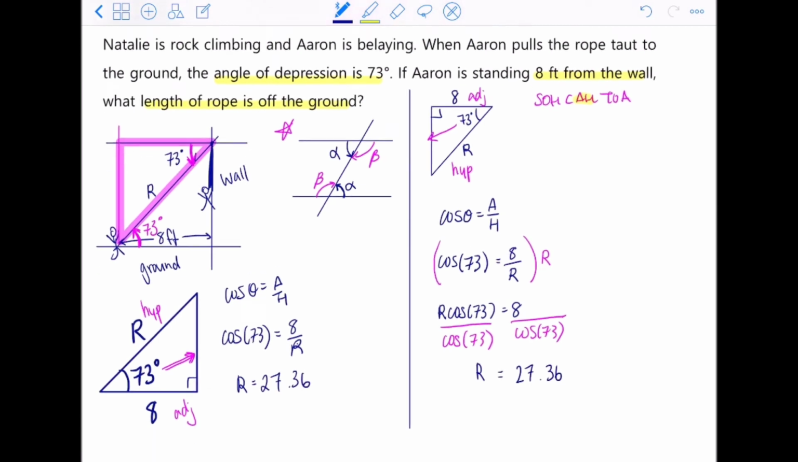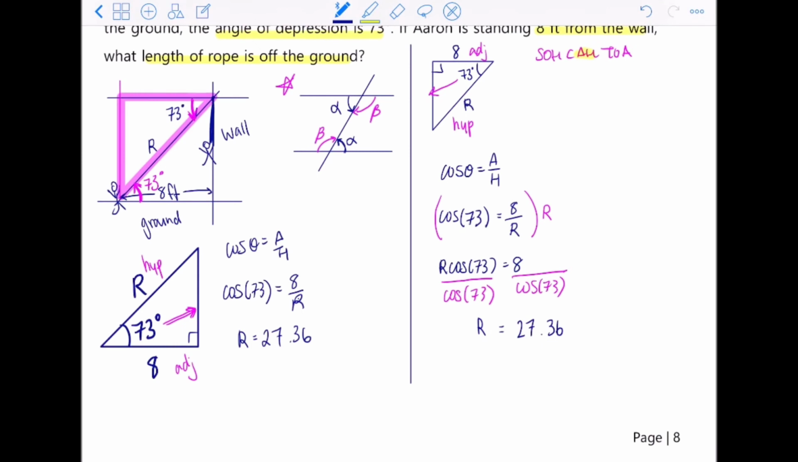Okay, so finally we do have to state it. The length of the rope is 27.36 feet long.